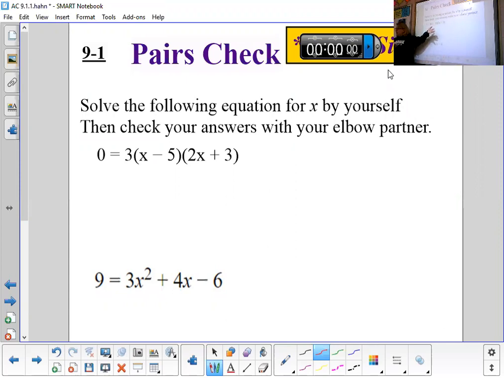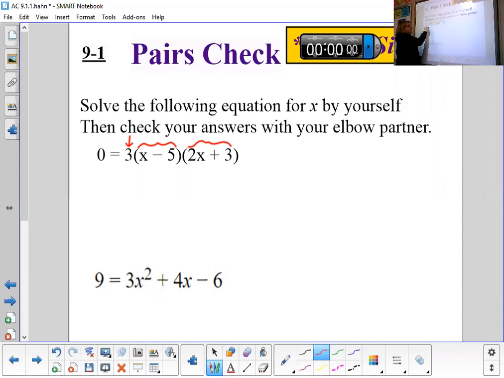So when it's in factored form already, we can just go ahead and use the zero product property right off the bat. So I have 3 things being multiplied. I've got 3 being multiplied, I've got this parenthesis being multiplied, and that one being multiplied. One of those things has to be 0, right? Because if I multiply them and it equals 0, something has to be 0. Can 3 ever be 0? No. So I can just ignore it because it's not going to be part of my solution.